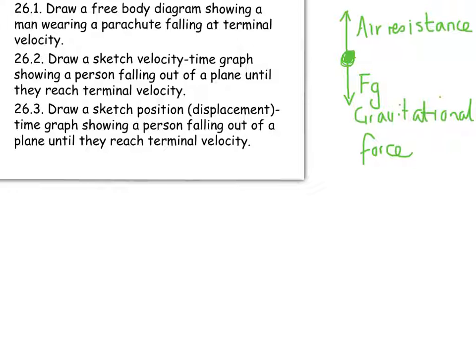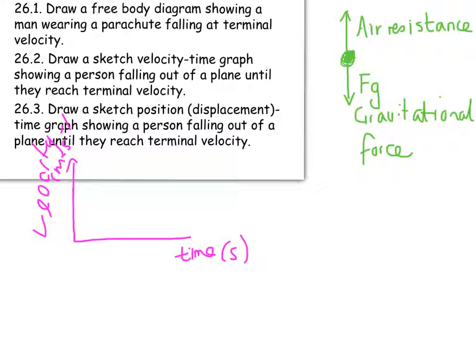The next thing you have to do is draw a sketch velocity time graph showing a person falling out of a plane until they reach terminal velocity. So it has to be velocity and time. Time is measured in seconds. Velocity in meters per second.